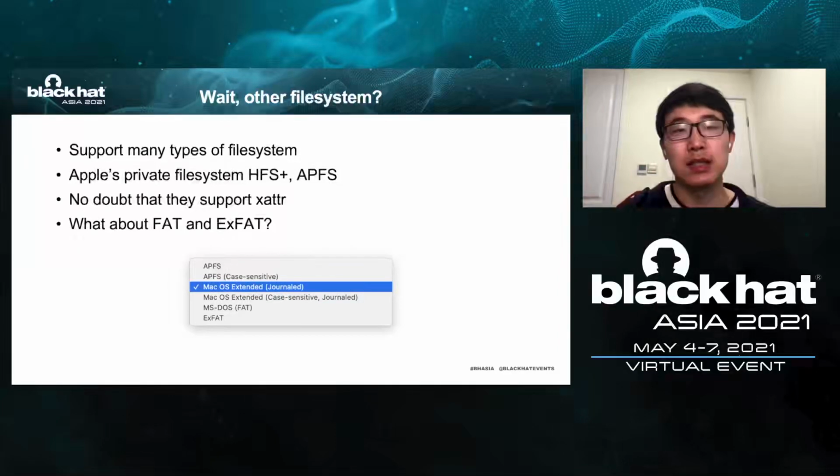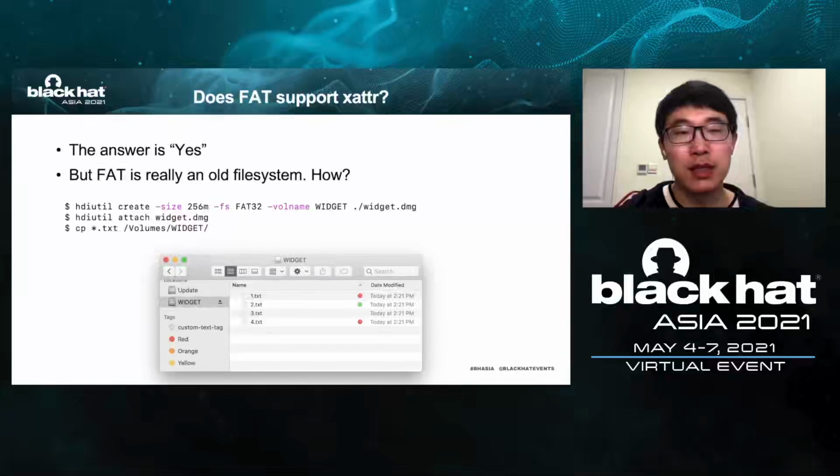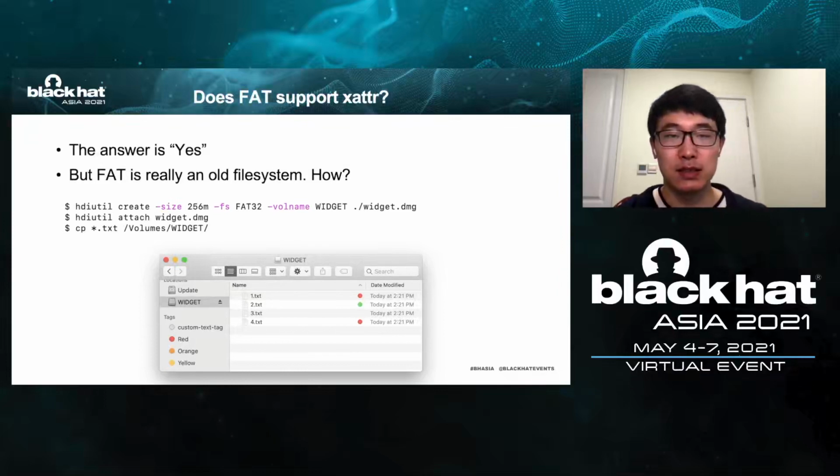Okay, I noticed that macOS supports many file system formats. Referring to the Disk Utility application, you can see HFS Plus and APFS. These two are Apple's own file systems. There is no doubt that they support XATTR. But I noticed that there are other file systems, FAT and exFAT. Do these support XATTR too? I created a disk image formatted with FAT32, then mounted the image and created tagged files in it. Successful. The color tag has appeared.